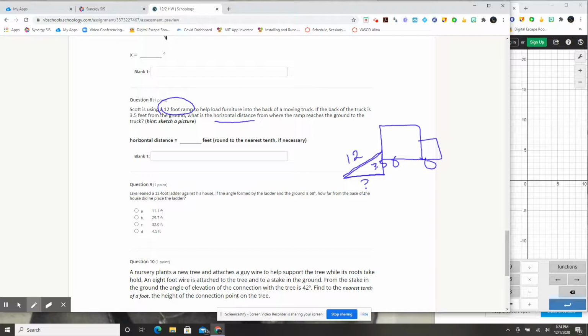So ladies and gentlemen, what are we going to do here? We're going to use sine, cosine, tangent, inverse sine, inverse cosine, or we're going to use Pythagorean theorem. We're given two sides and we're looking for another side, so we need to use Pythagorean theorem. A squared plus B squared equals C squared. Remember, your A and your B are your legs, and your C is always the hypotenuse. So 3.5 squared plus B squared equals 12 squared. When you have a hypotenuse and you're looking for a leg, you're going to end up subtracting.